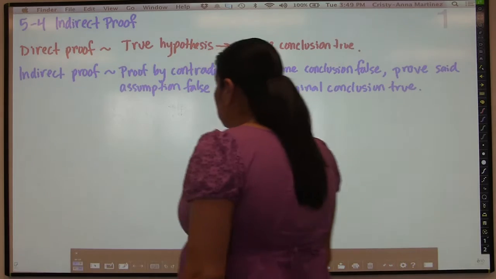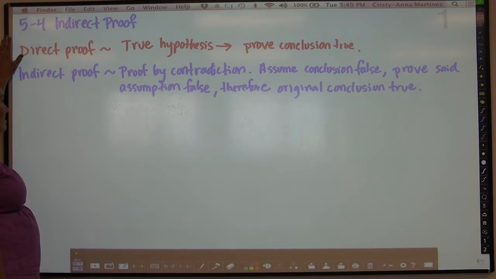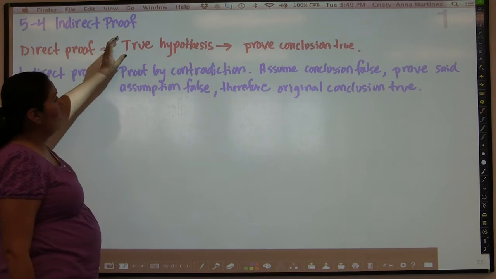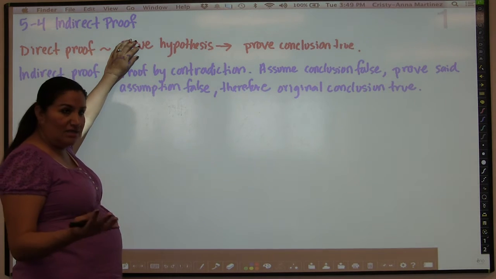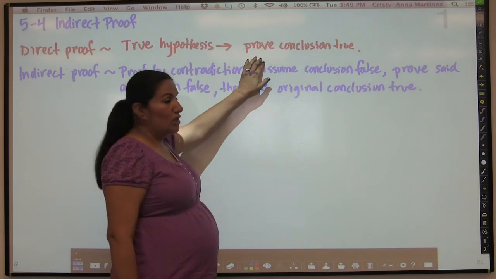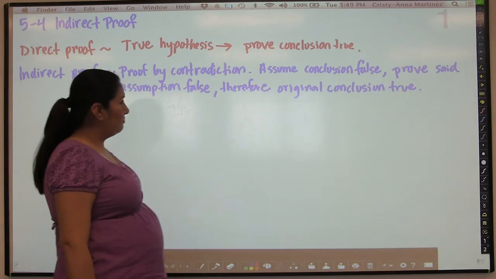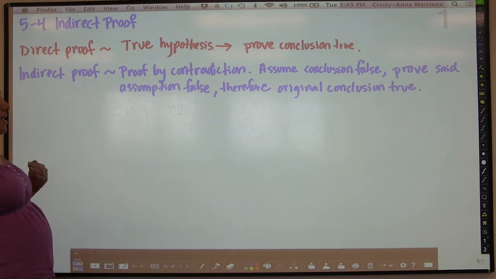So first, before we start with indirect proof, we want to revisit what a direct proof is versus an indirect proof. In a direct proof, which is what we've been doing in the past, you have a true hypothesis. When you're proving something, it's generally like an if-then statement. So you have a true hypothesis, and then you prove that the conclusion is true. It's pretty straightforward.